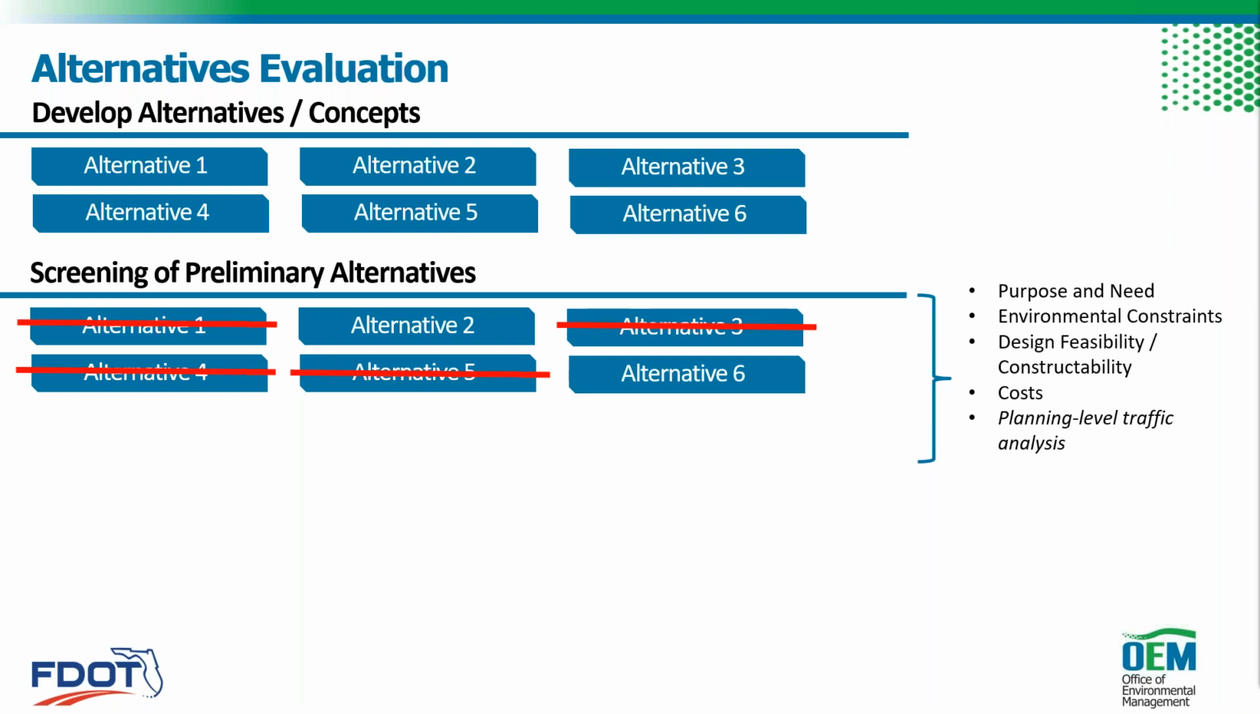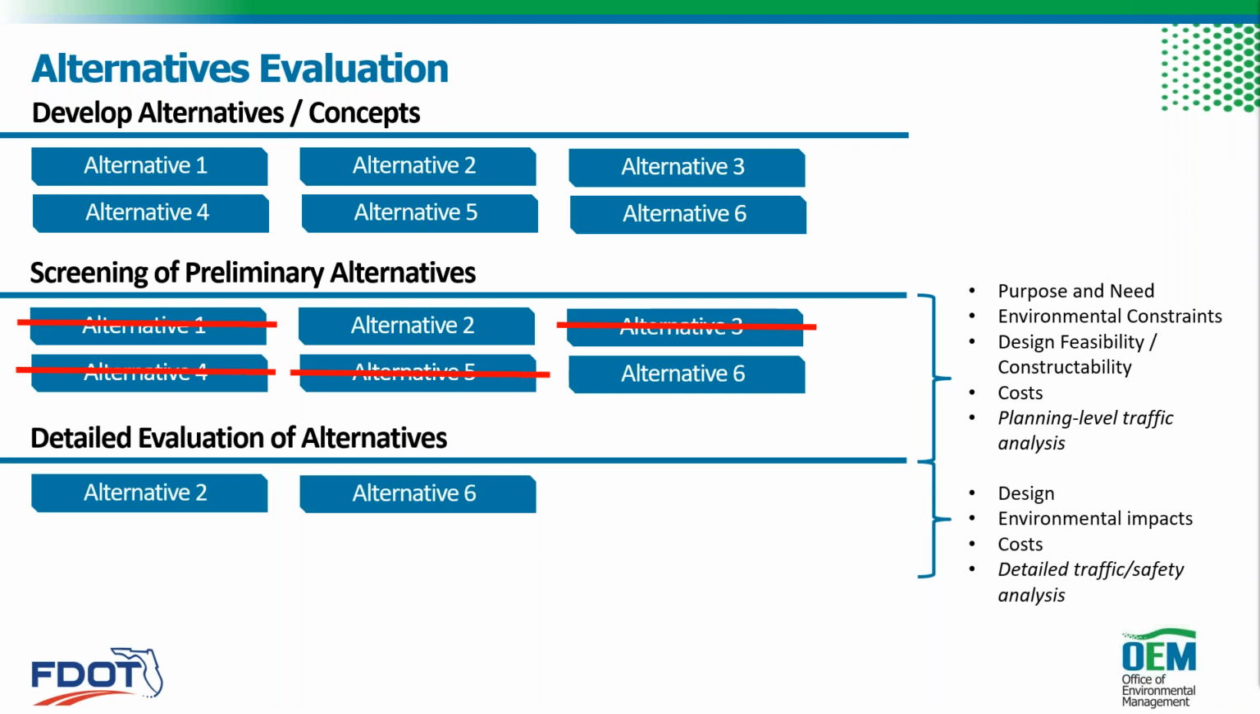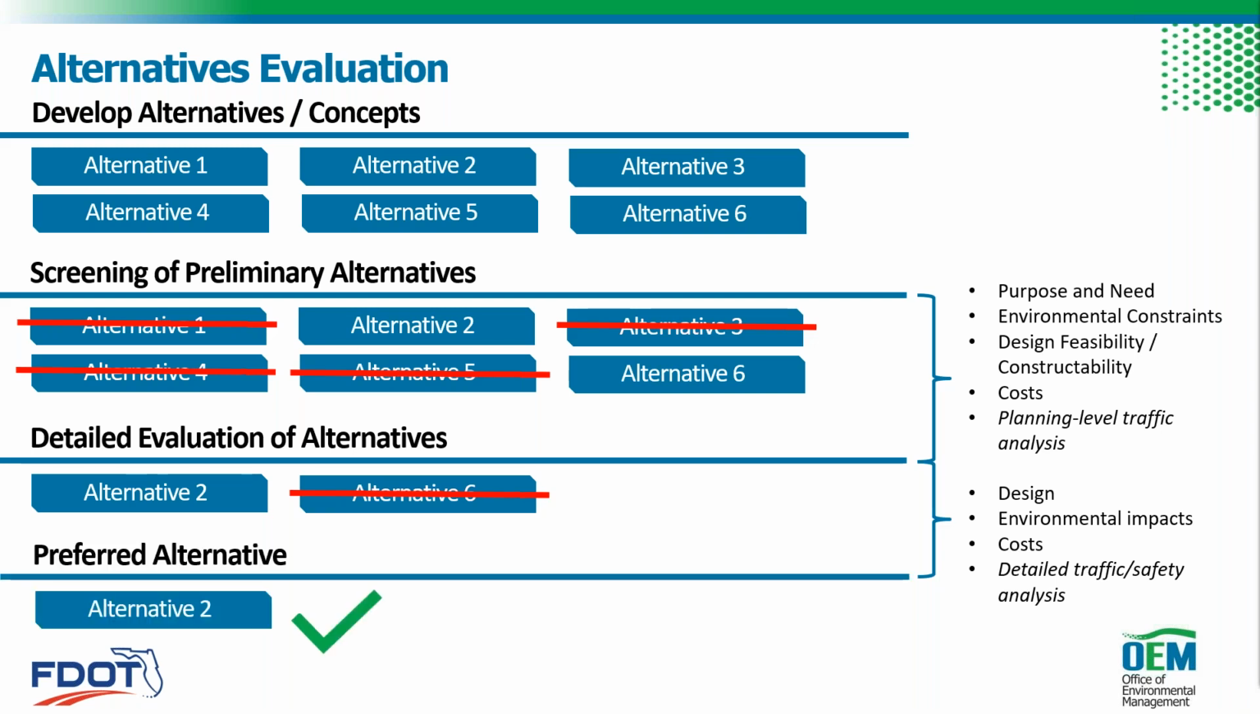So in this example, we were able to eliminate 4 of the alternatives based on the screening, and we're left with 2 where we do a more detailed evaluation, and that's where we look at design, environmental impacts, cost, and here's where we do our more detailed traffic and safety analysis. We compare those results and find the one that meets the purpose and need the best and end up with the preferred alternative.